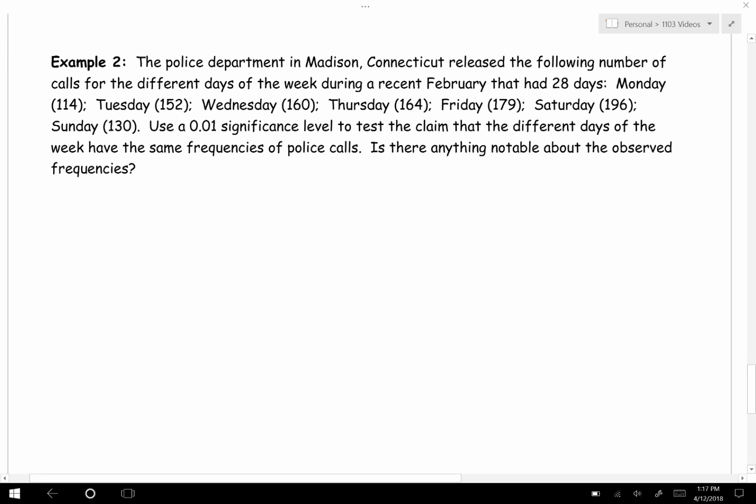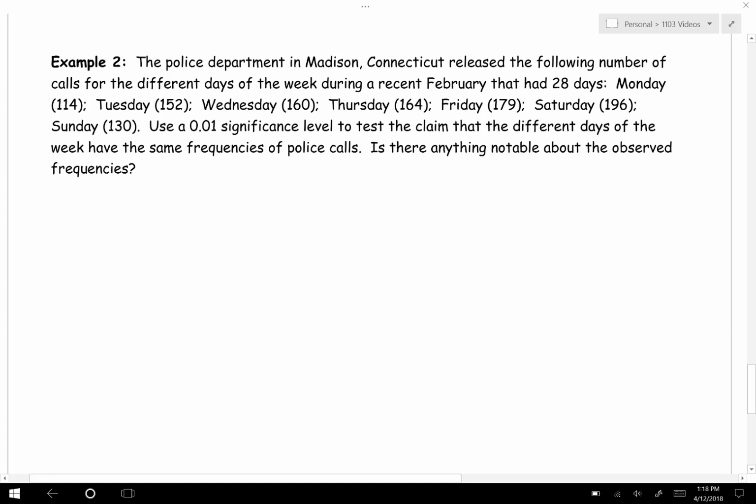In the next example, the police departments in Madison, Connecticut released the following number of calls for the different days of the week during a recent February that had 28 days. Monday had 114, Tuesday 152, Wednesday 160, Thursday 164, Friday 179, and Saturday 196, and finally Sunday 130. We wanted to use a 0.01 significance level to test the claim that the different days of the week have the same frequency of police calls. Is there anything notable about the observed frequencies?